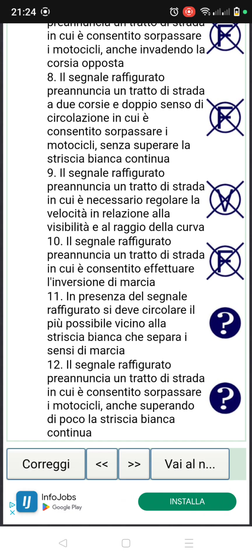Number 11. In presenza del segnale raffigurato si deve circolare il più possibile vicino alla striscia bianca che separa i sensi di marcia. So this number 11 says in the presence of this sign figure we must circulate as close as possible to the white line that separates the two lanes. No, it's false. You can't do that.